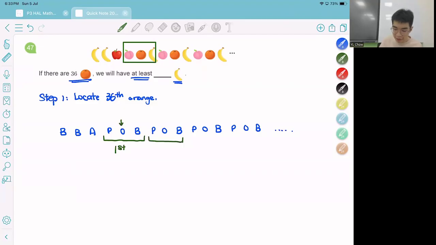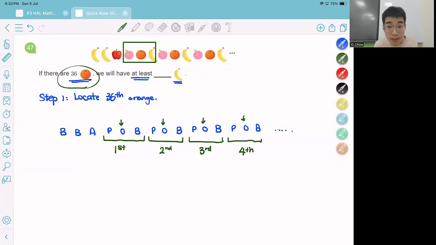The second repeating group has the second orange. The third repeating group has the third orange. The fourth repeating group has the fourth orange. Now, if I have 36 oranges, where would the 36th orange be? In which group will it be?